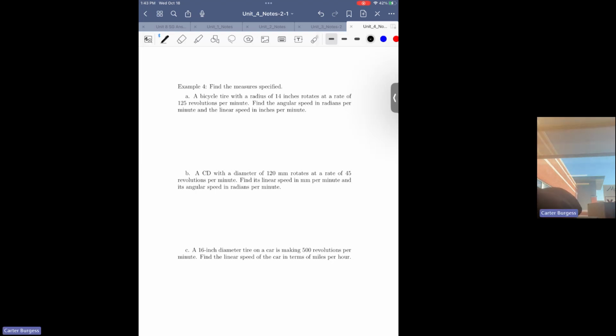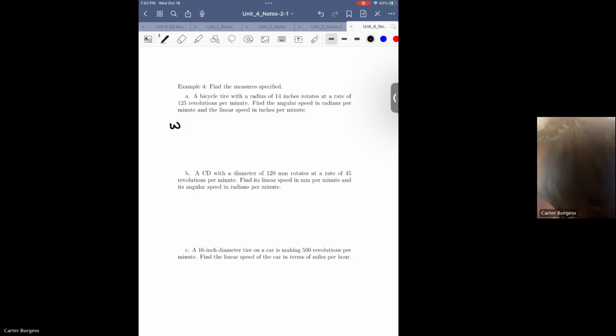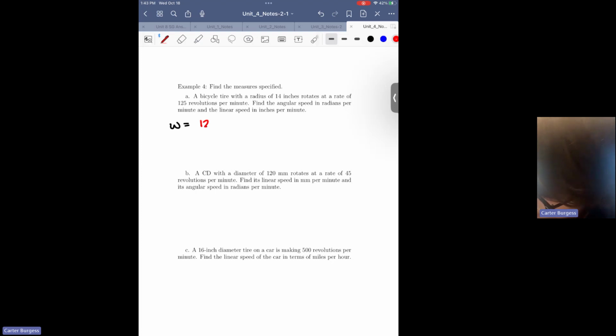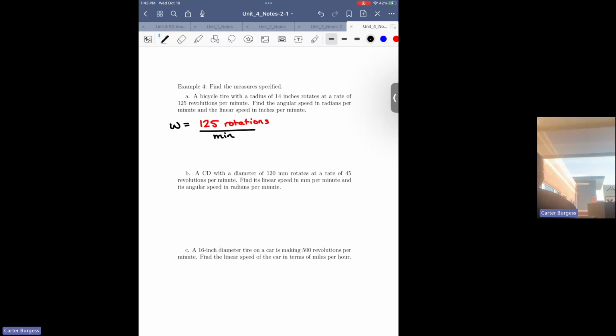All right, so let's set this up here. What is our quote unquote fraction in this case? Yeah, it's the number of rotations in this case. So our 125 rotations. And then we're also going to have our unit of time, which in this case is minutes, rotations per minute.